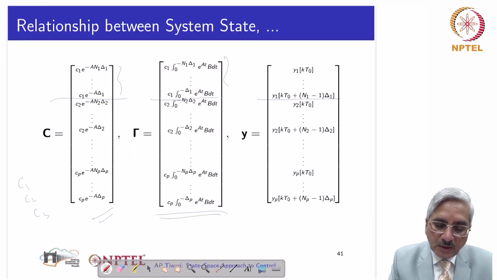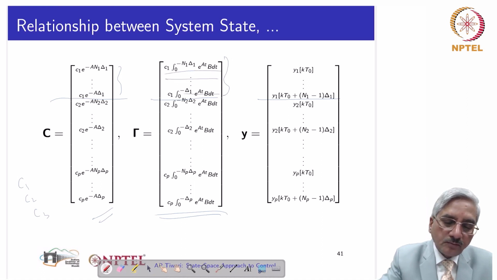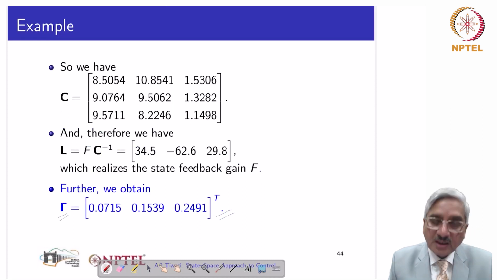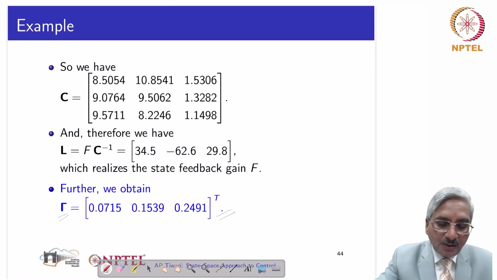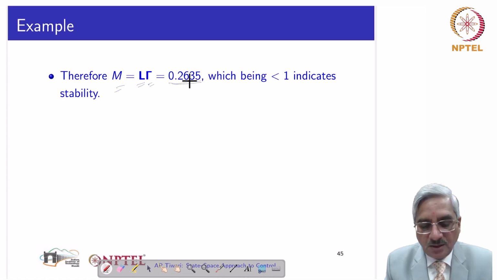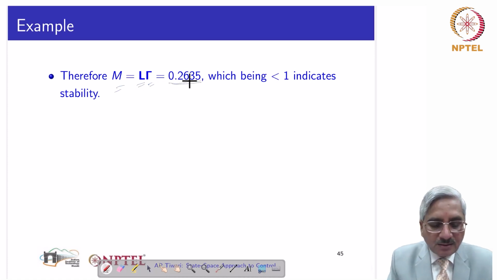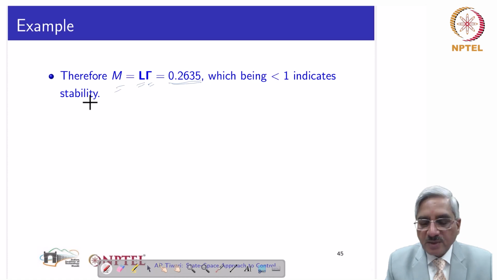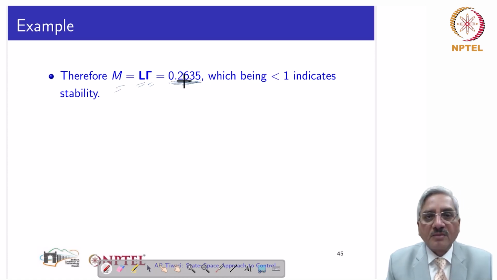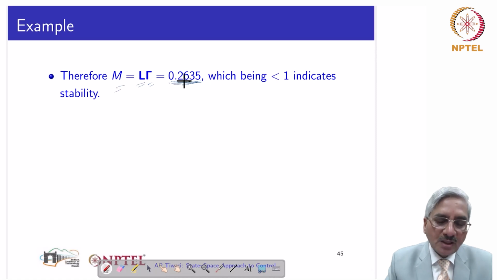Of course there is only one input, so there will be 3 rows. So we calculate bold gamma, it comes like this, and then we calculate M, which is bold L times bold gamma, and this comes as 0.26, meaning that the system is stable. M represents a stable system because this is less than 1. It is in the unit circle.